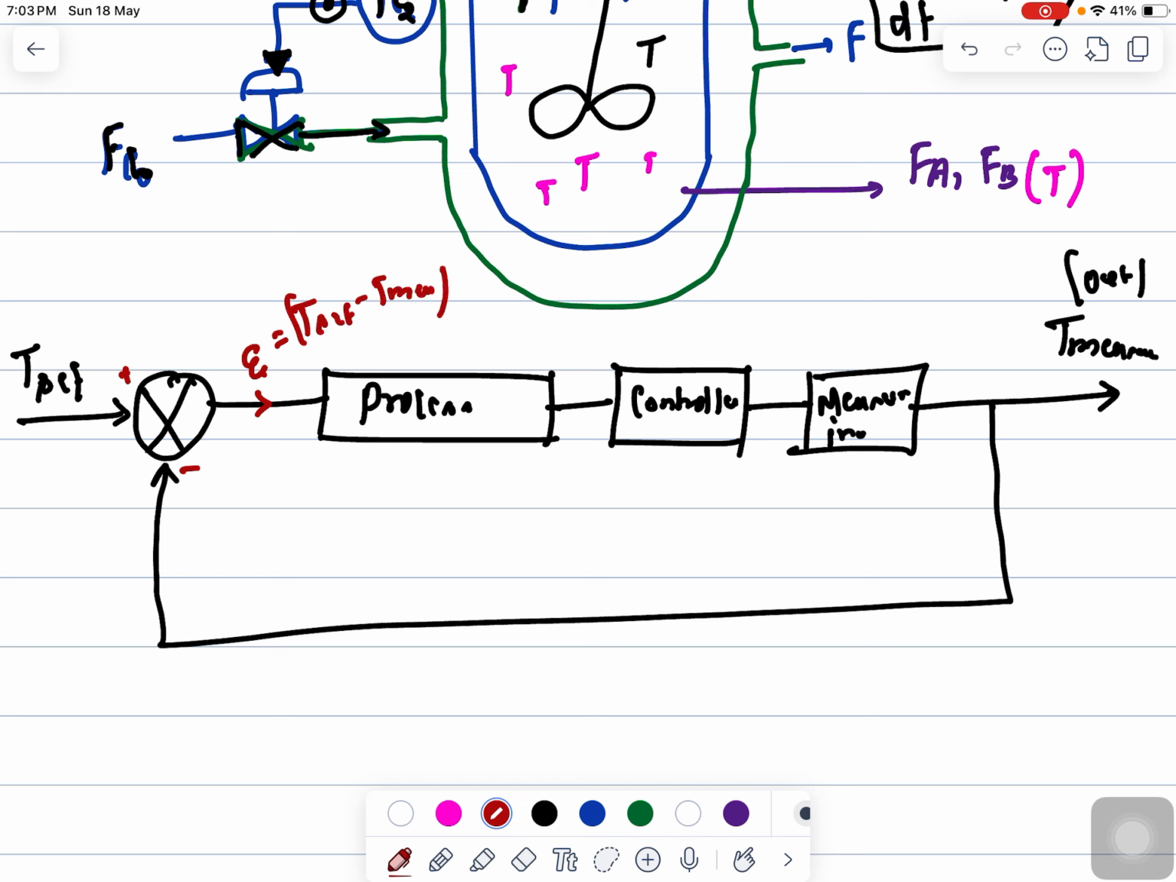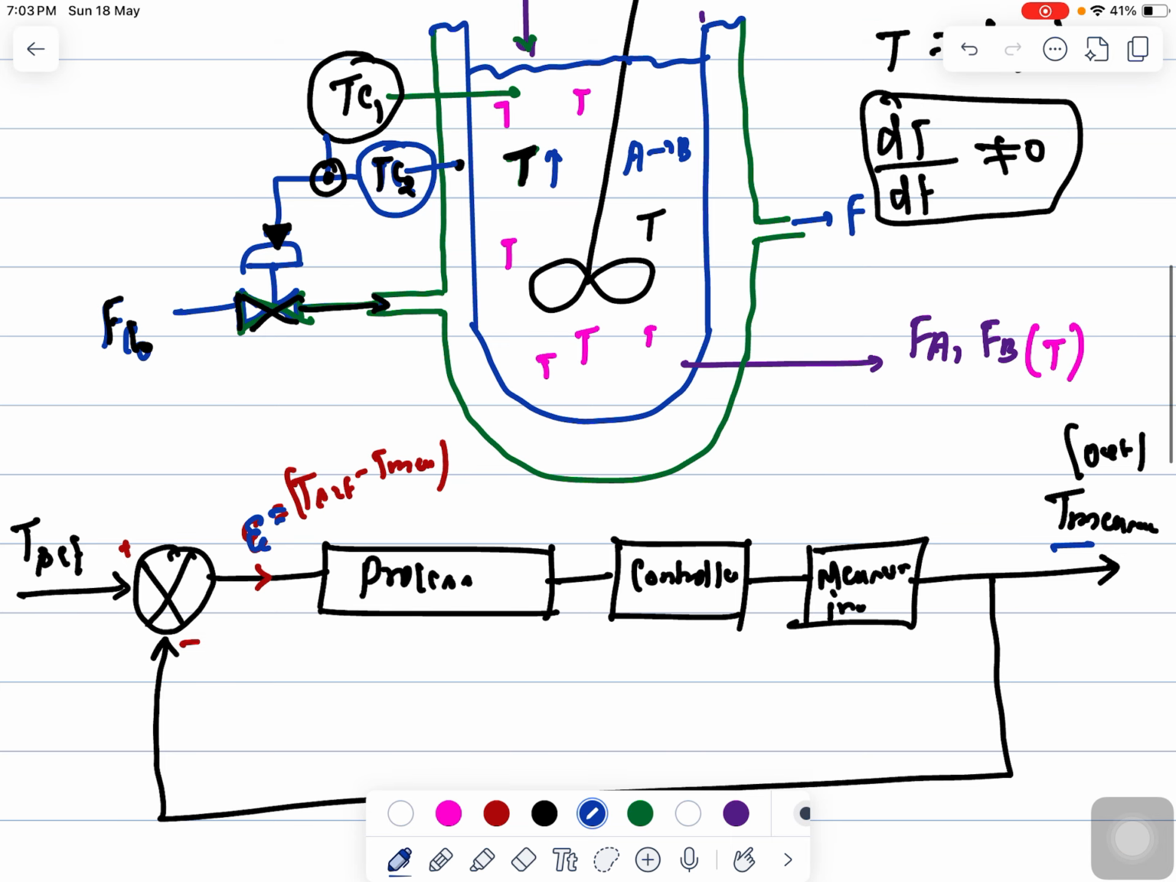So if you solve this particular loop, the ultimate goal is to minimize this error, and if you are able to minimize this error, then the measured output will be at the desired set point, where you will be running the reactor, and you will be getting the optimized value of the product, right?